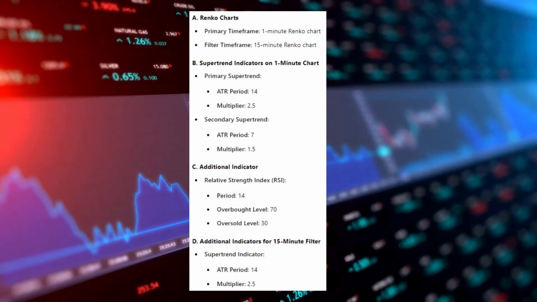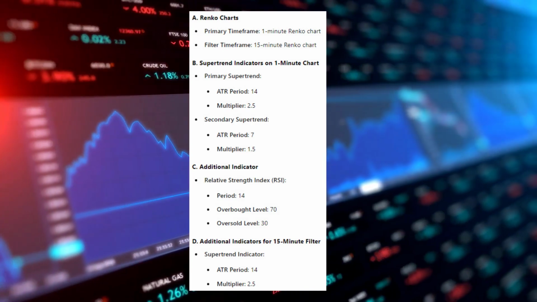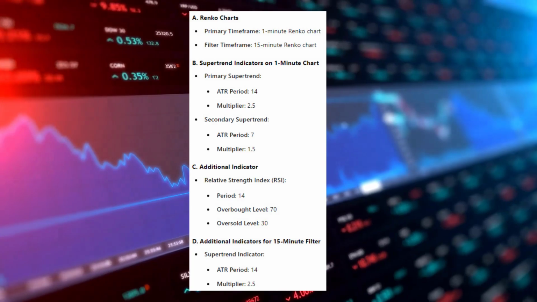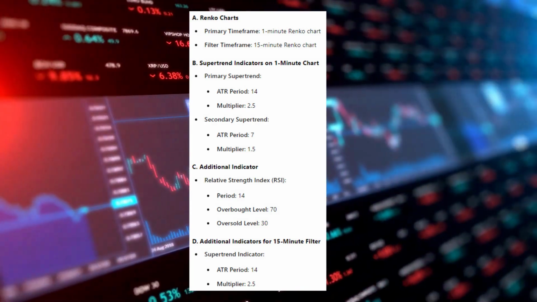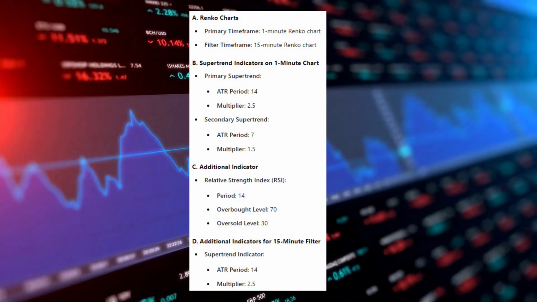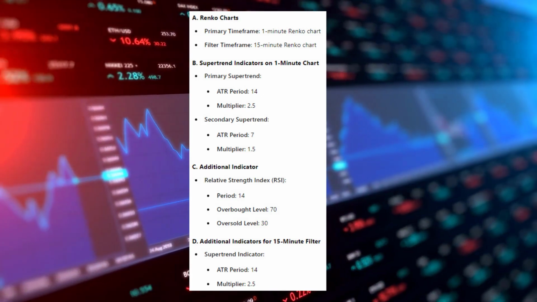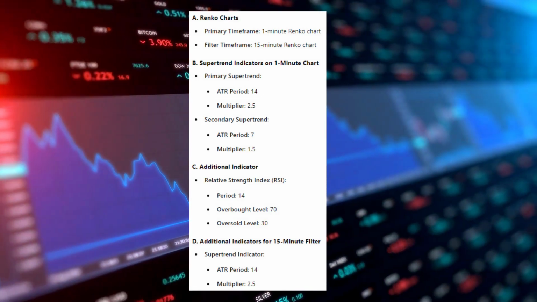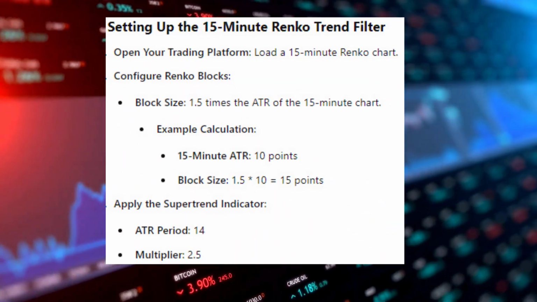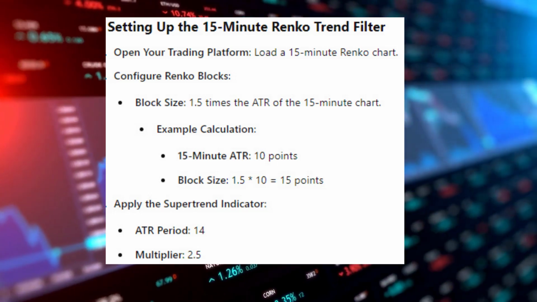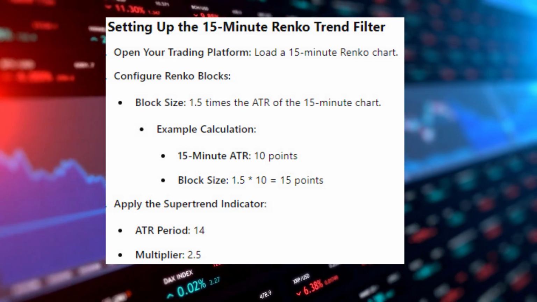We got the RSI as well, don't forget, 14 period, and we got the traditional 70-30 setup, but we were using the 50 period in the middle. And for the 15-minute/45 minute filter that we flip back to the 1-minute chart, then we were using an ATR period of 14 and a multiplier of 2.5 for the super trend indicator. And setting up the trend filter, either 15 or 45 minute, replace the 15 here with 45 if that's the approach you want to take.